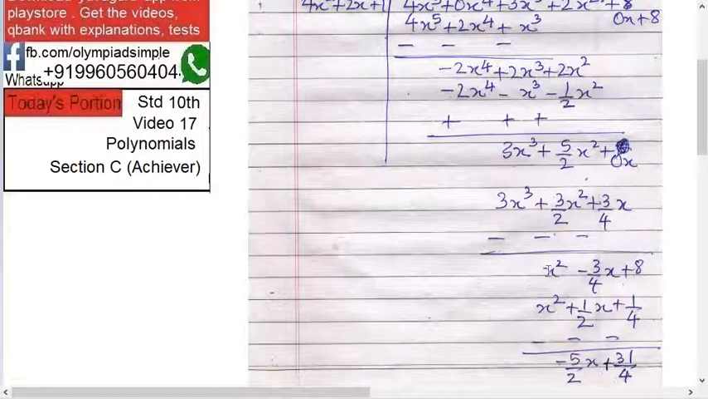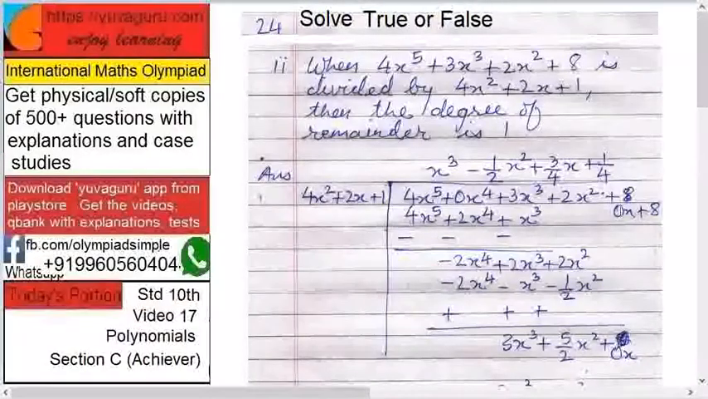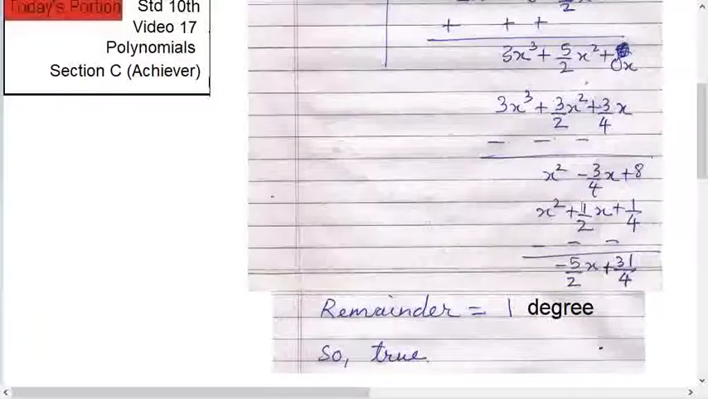Right? So again, first with first, you get 1 upon 4 multiplied with 1 upon 4. You get x square plus 1 upon 2x plus 1 upon 4. Change the signs. x square goes. What remains? Solve this now. Minus 3 upon 4x minus 1 upon 2x. So if you solve this, you will get minus 5 upon 2x plus 31 upon 4x. Only 31 upon 4. So this is the remainder.